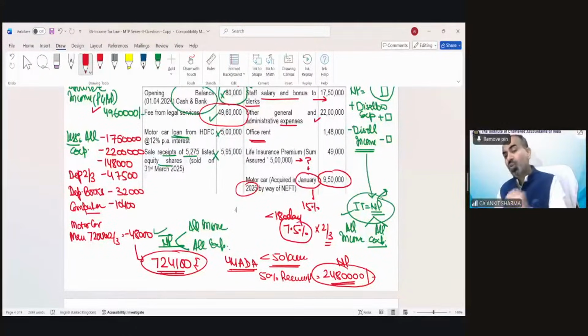Which option will you prefer, student? Do you want to pay tax as per normal provision, or you want to pay tax as per presumptive taxation scheme? So of course, everyone would like to pay tax as per normal provision, but there is a crux.